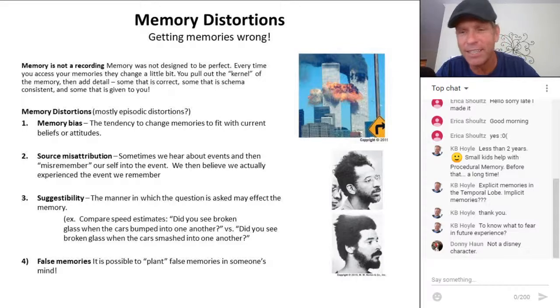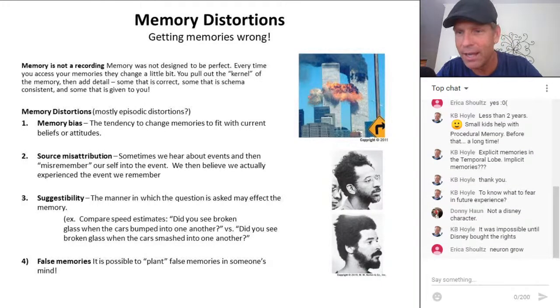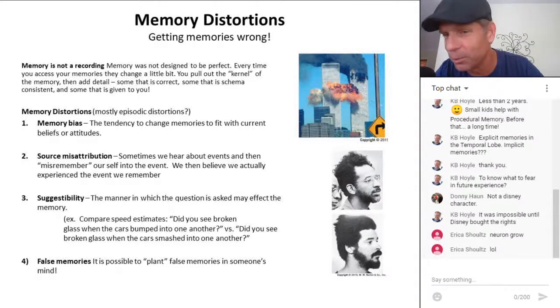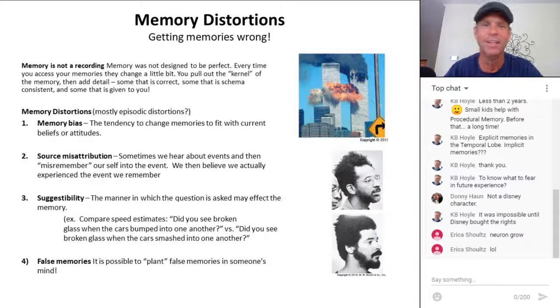Why would it be impossible for you to remember seeing Bugs Bunny at Disney World? And the answer is he is not a Disney character. Thank you very much, Donnie Hahn. Absolutely. You can't see Bugs Bunny or Wile E. Coyote or any of those people. Oh, until they bought the rights. Crap. This is an old study before that, KB. Haha. Okay?